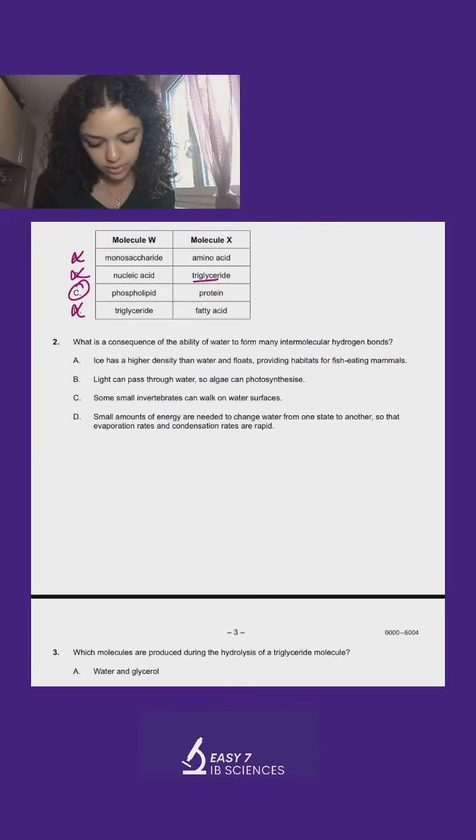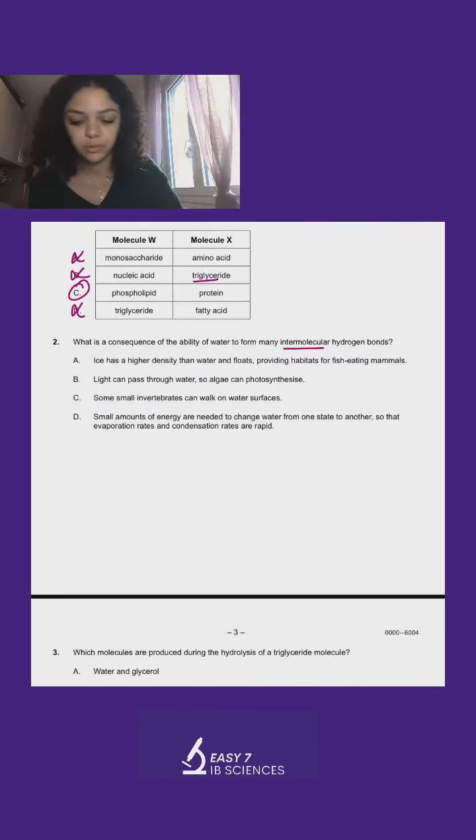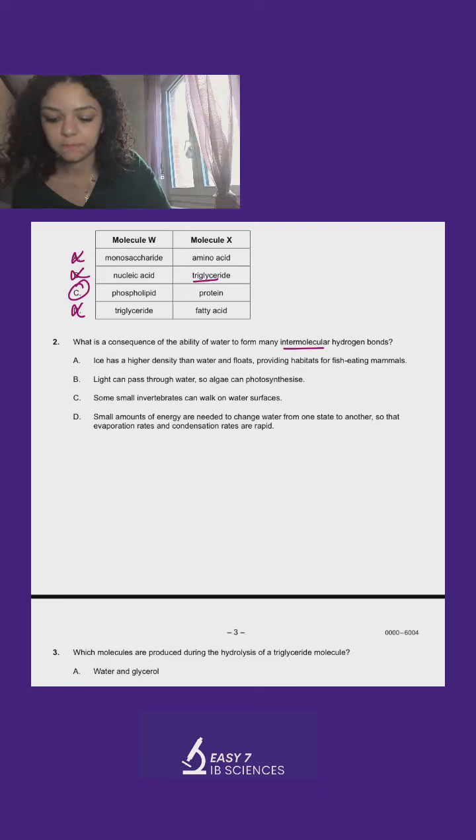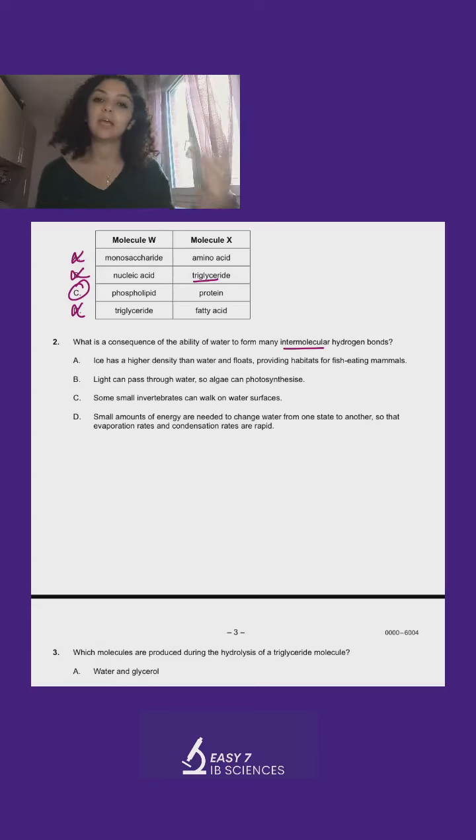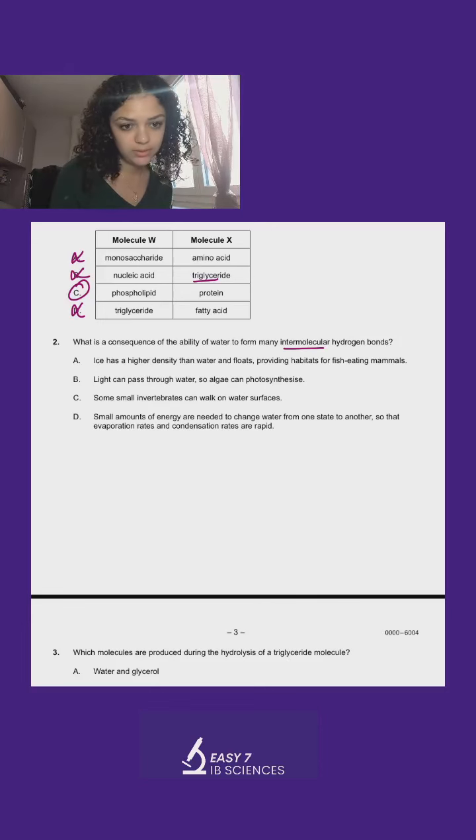It says, what is the consequence of the ability of water to form many intermolecular hydrogen bonds? What are you guys thinking for this one? So intermolecular hydrogen bonds, we have to think of the properties that intermolecular bonds provide us. So we have a C in the comments.